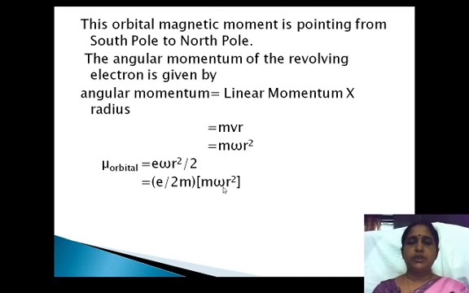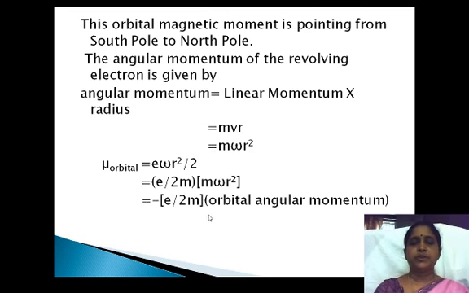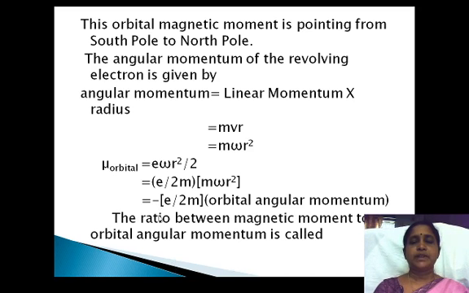Mu orbital is equal to e omega r square by 2, that is e by 2m into m omega r square. In place of m omega r square we write angular momentum. So the minus sign indicates that the orbital angular momentum and magnetic moment are in opposite directions, that's why we take minus. The ratio of these two, orbital angular momentum and magnetic moment, is called the gyromagnetic ratio. Gyromagnetic ratio, gamma is equal to e by 2m.